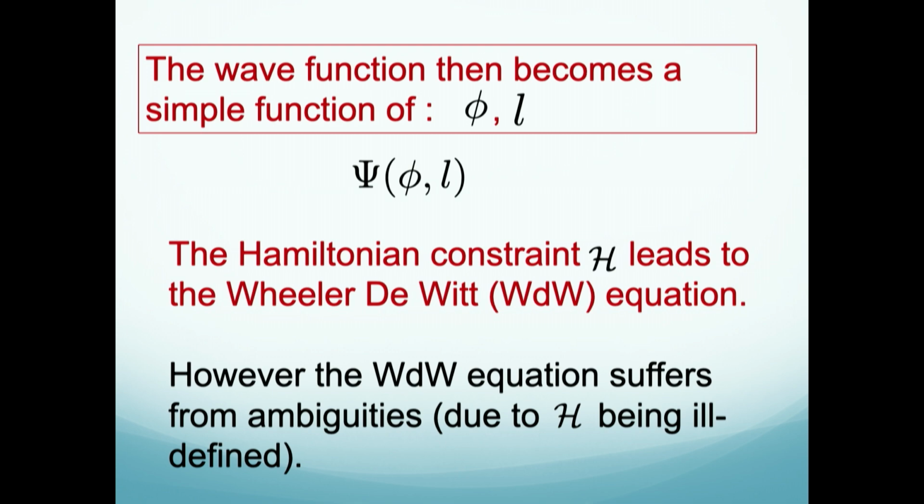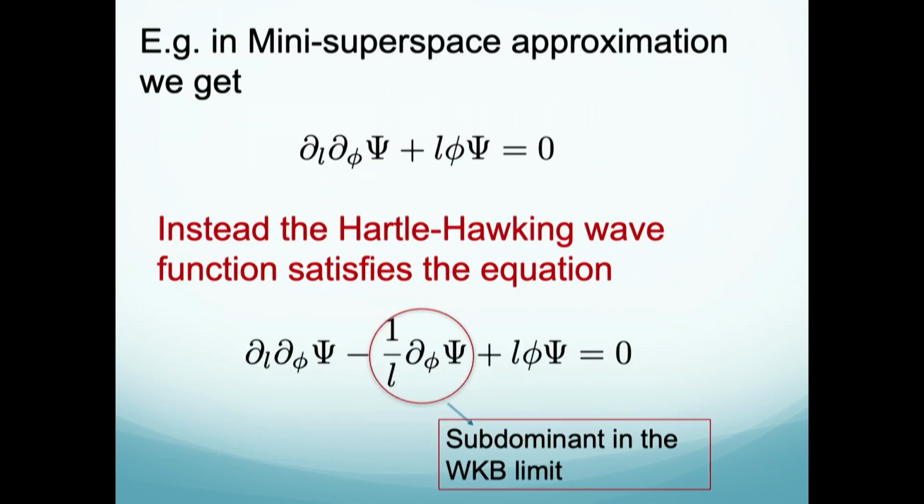But of course, we're not quite done yet because the Hamiltonian constraint still leads to a residual constraint on this wave function, a non-trivial Wheeler-DeWitt equation, and that Wheeler-DeWitt equation still suffers from ordering ambiguities and, in general, ambiguities. So we have to try and fix it. And if you had just done minisuperspace quantization, which is a standard approximation in this field, you would have got the following Wheeler-DeWitt equation.